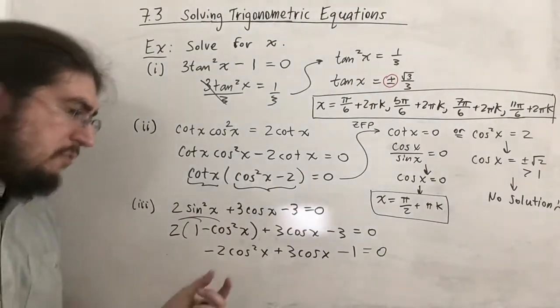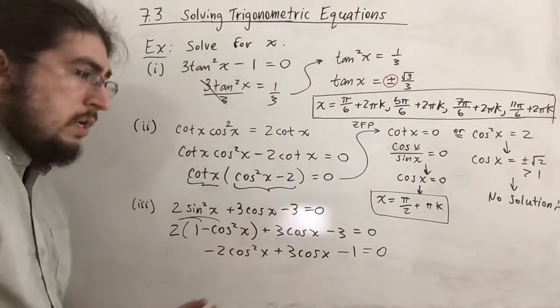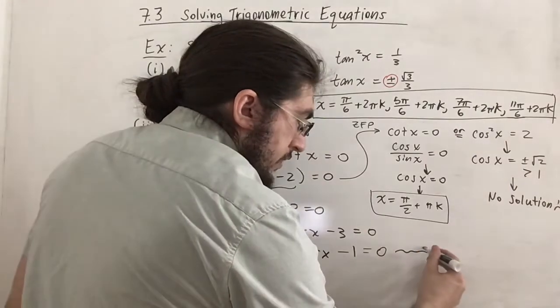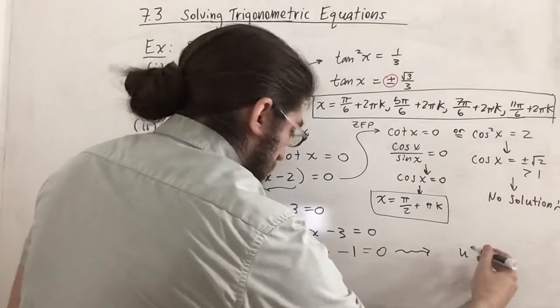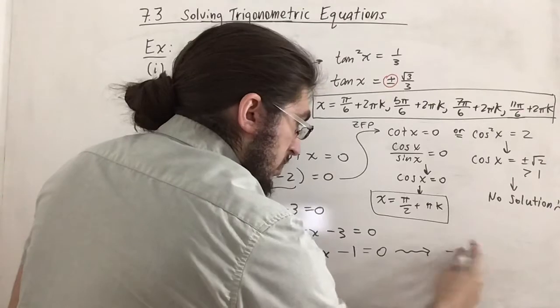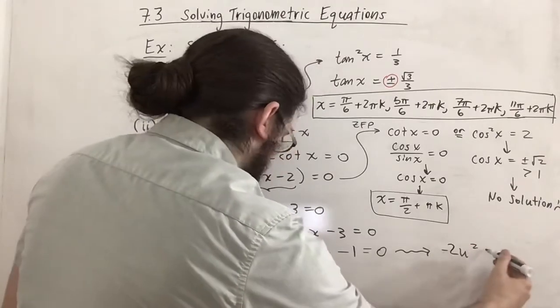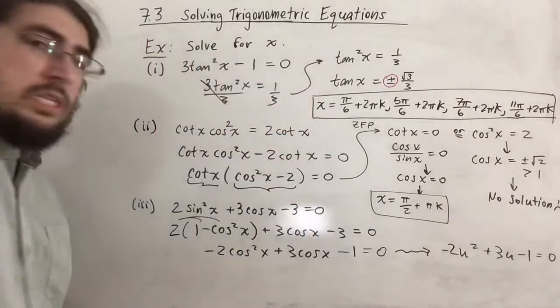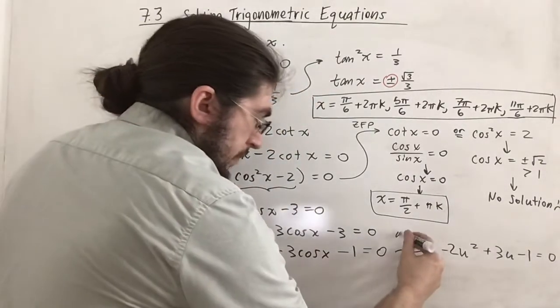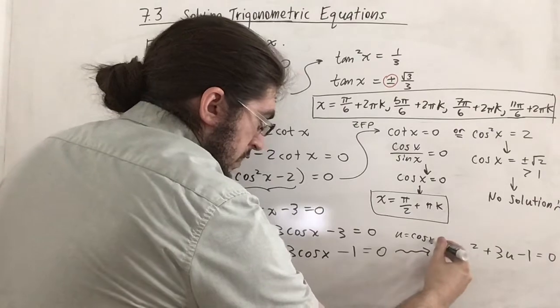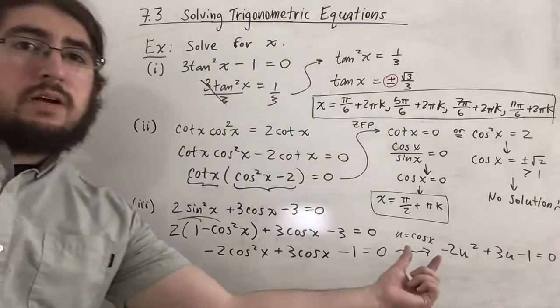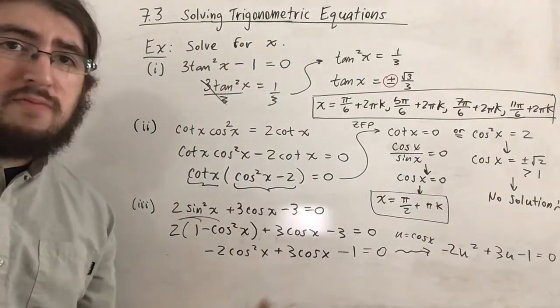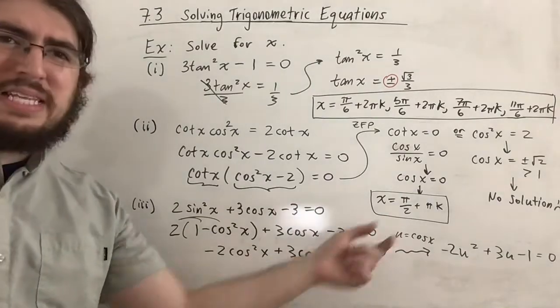In fact, if we let cosine be u, this kind of compares to negative 2u squared. Let me write it like this. Negative 2u squared plus 3u minus 1 equals 0, where u is cosine. So this is a substitution kind of problem. Now again, how we would solve this is we would either use the quadratic formula or factor, but if you want to factor, I don't like the negative in front.